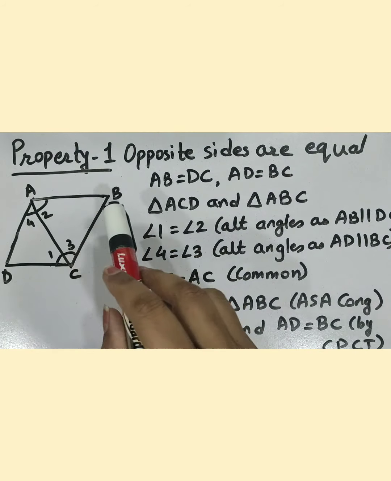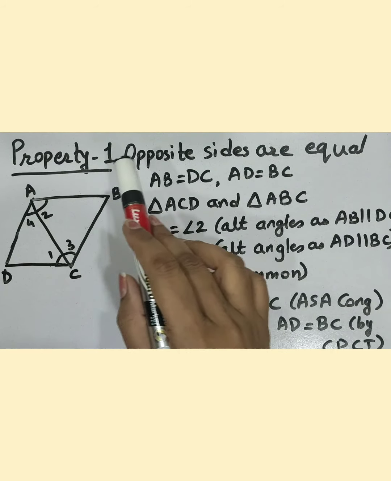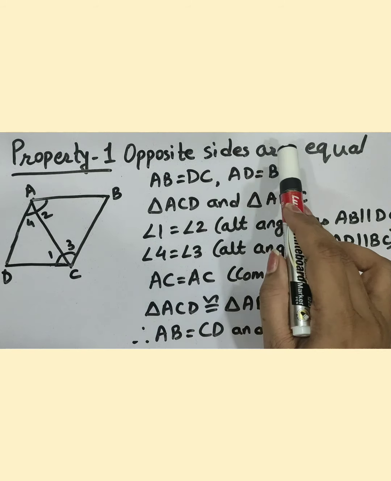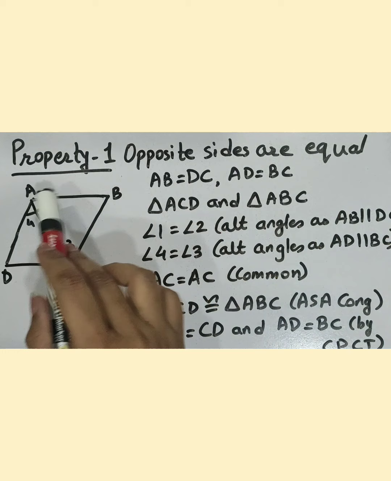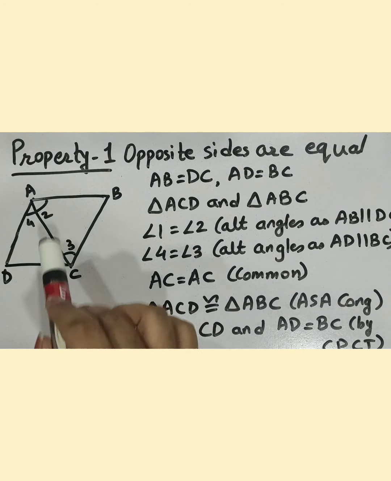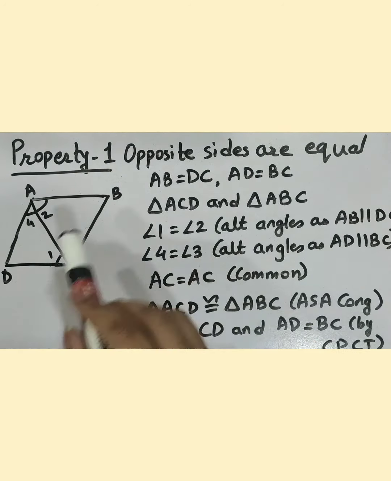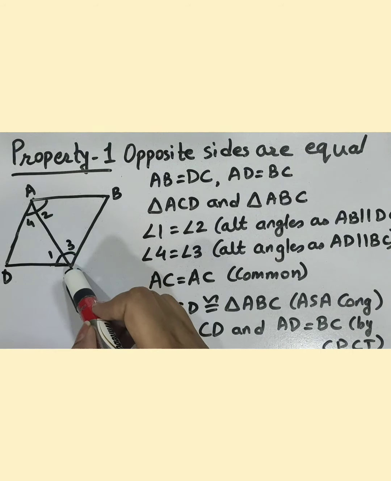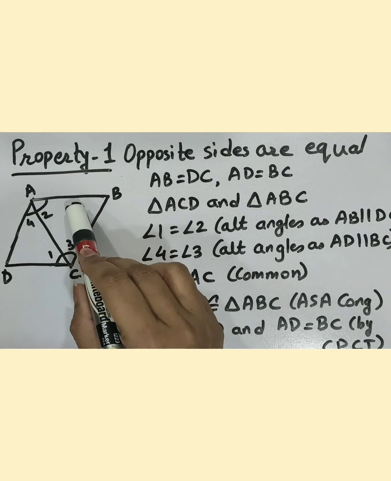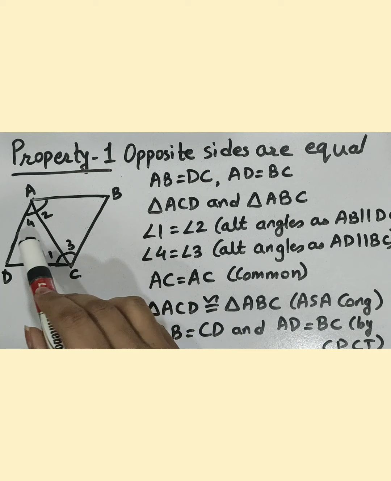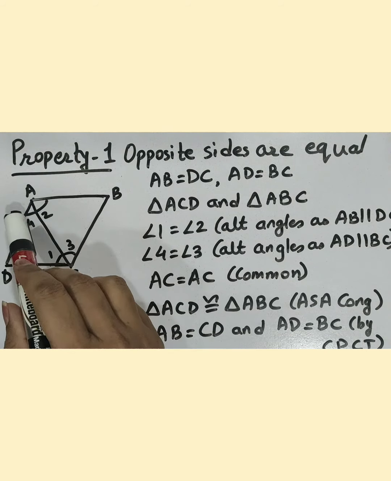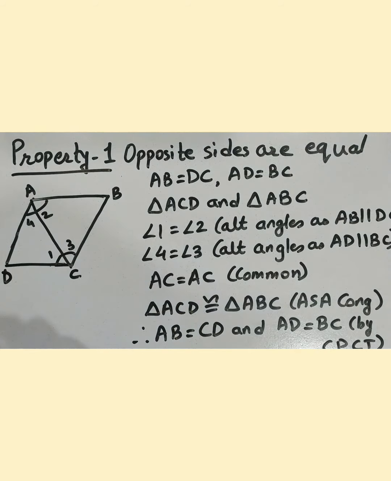Now, we start with the first property of a parallelogram. Opposite sides of a parallelogram are equal. So, if I take a parallelogram ABCD, then AB will be equal to DC, that is my opposite sides. Similarly, AD will be equal to BC. Let us verify. Now, if I draw a diagonal AC, then the parallelogram will get divided into two triangles. First will be triangle ACD and triangle ABC.